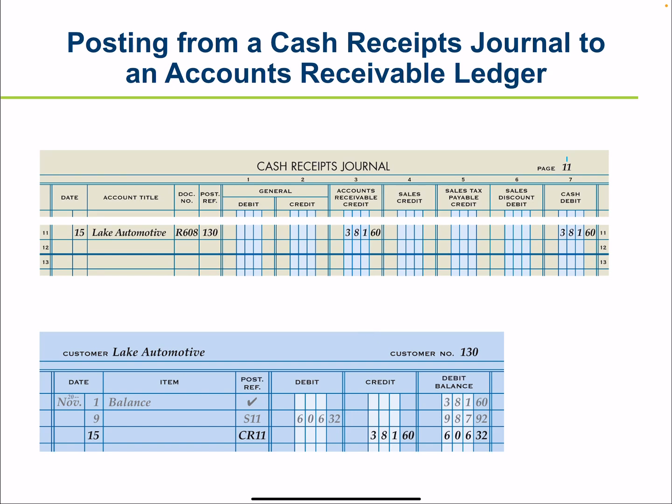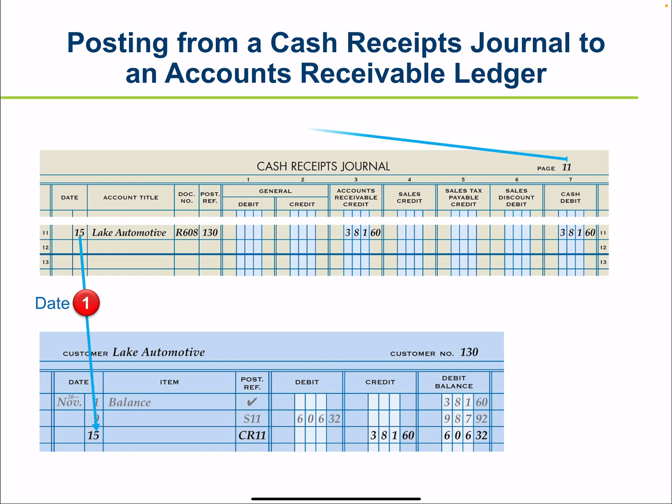If you take a look at this, as we go through the month, you are going to want to make sure that you post from the cash receipts journal to your accounts receivable ledger. You do not wait till the end of the month to post it, because you want to keep your customers' accounts up to date. And again, the posting will be familiar to you. We'll just go through it quick.